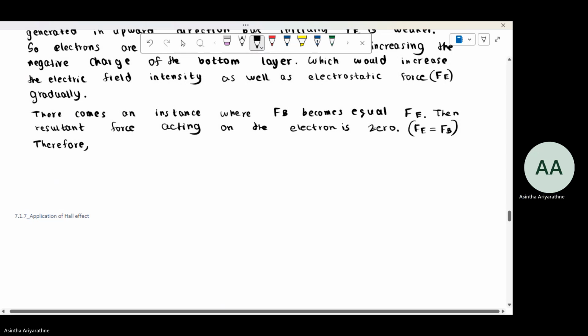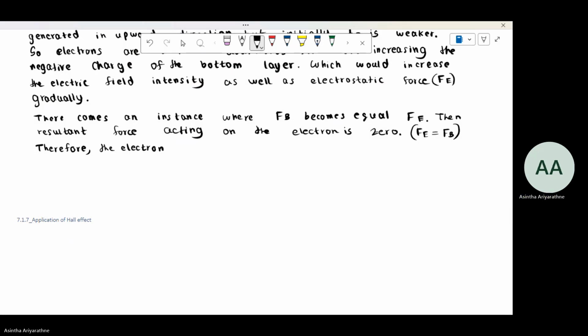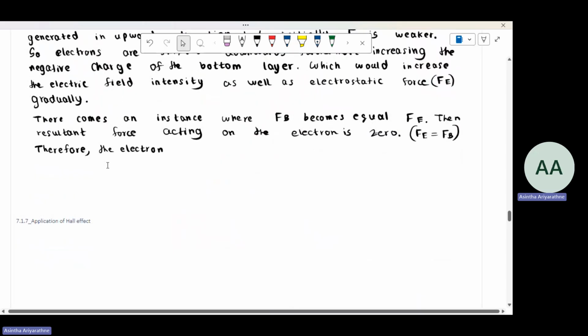Therefore, the electron is moving in a straight line, not shifted downward. It's not shifted downwards. It would move in a straight line.